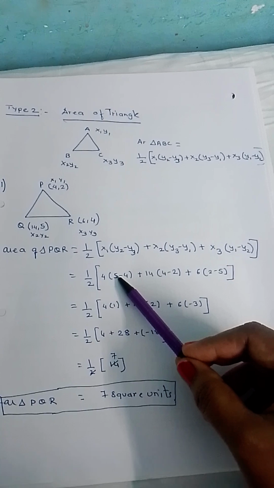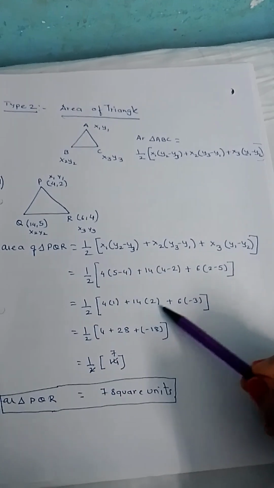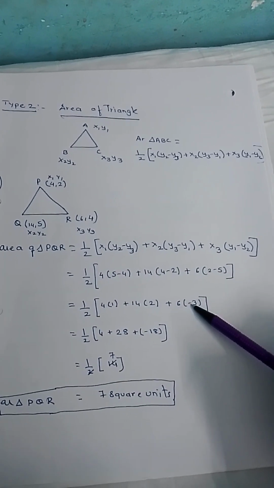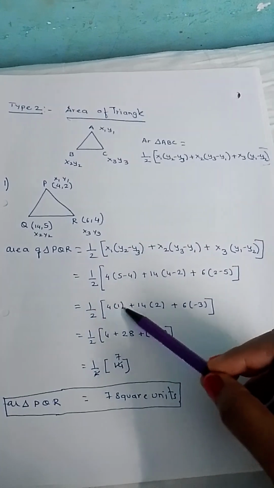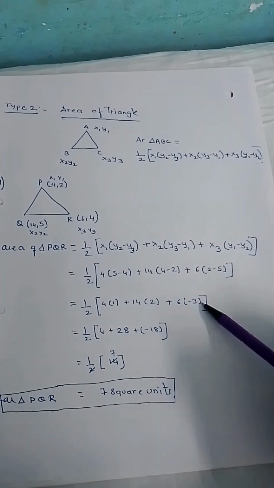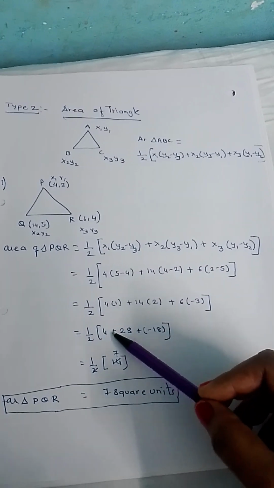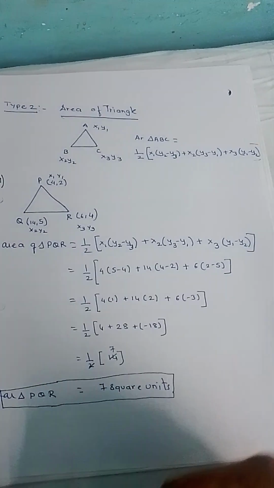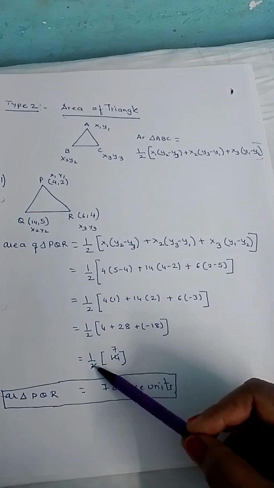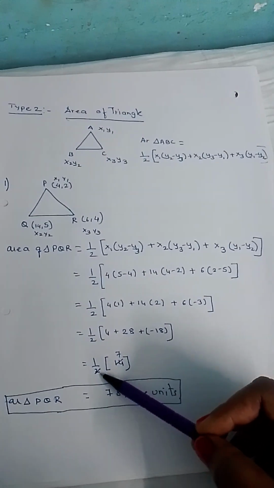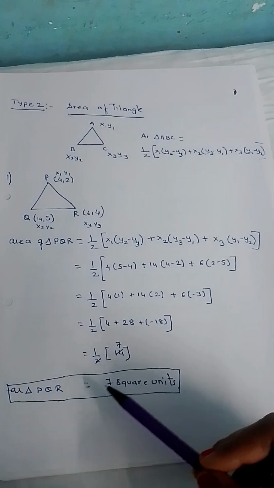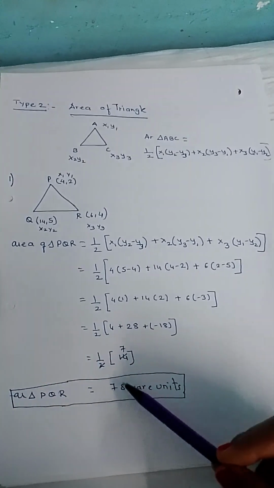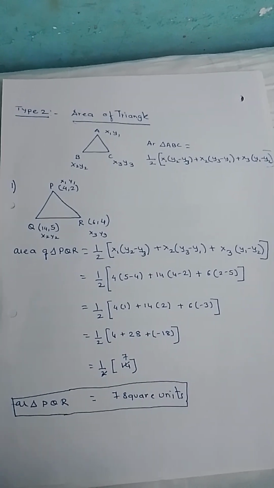Always solve the bracket first. Then multiply the bracket with the outside number. Then do the large bracket solving and then do the division. So here, since it is area, we are writing the final answer in square units.